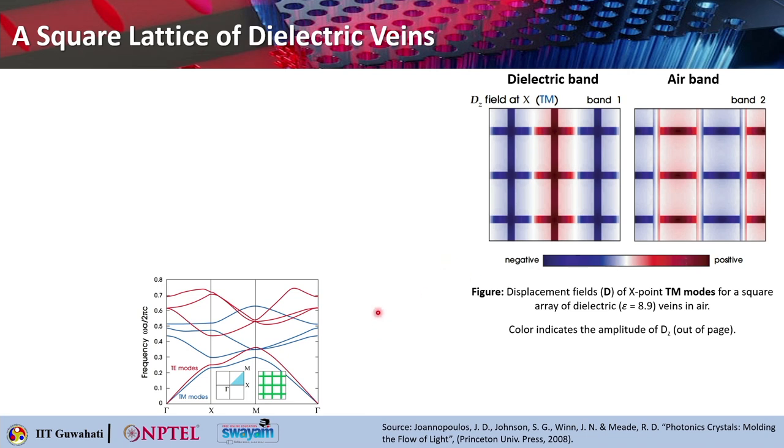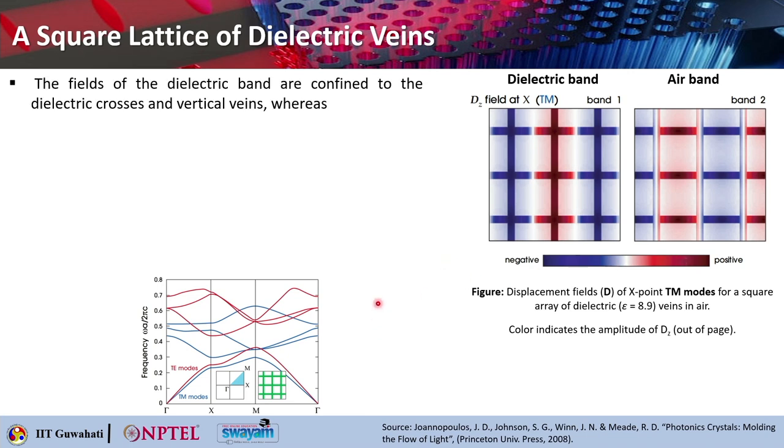Now if you try to carefully analyze what happens at the X point for the TM case, that is for the blue curves, you can see that the fields of the dielectric bands are mainly confined to these dielectric crosses and the vertical vanes.